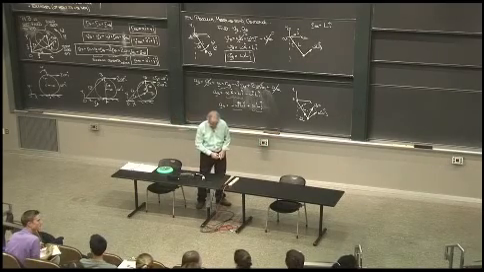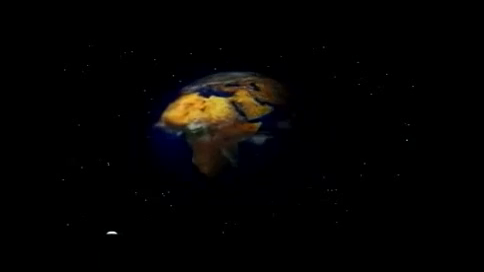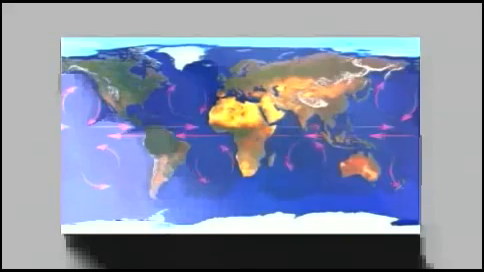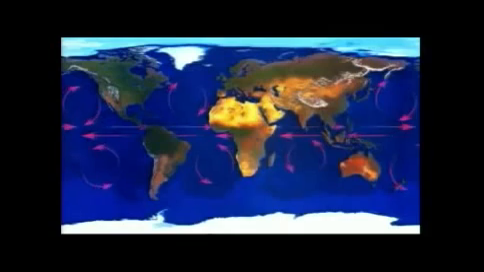Their direction is influenced by many factors, including the rotation of the Earth, the size and shapes of the continents, the prevailing winds, and even water density. Ocean currents caused by prevailing winds are called drift currents. In the northern hemisphere, the circulation of the oceans is clockwise, and in the southern hemisphere, the currents are anti-clockwise.